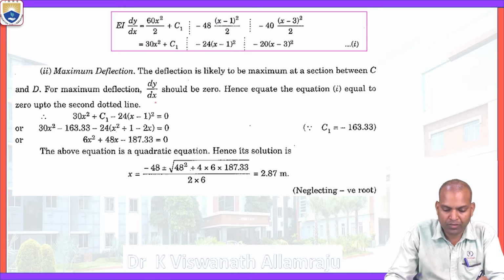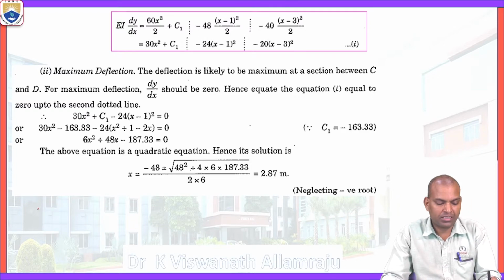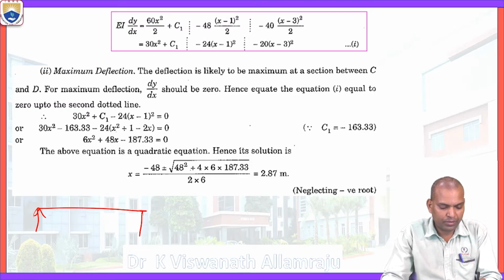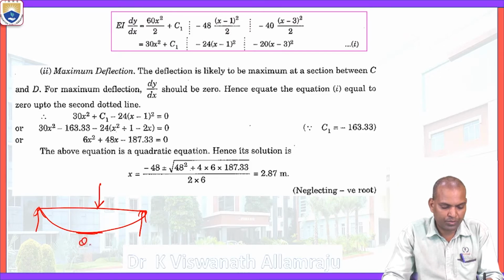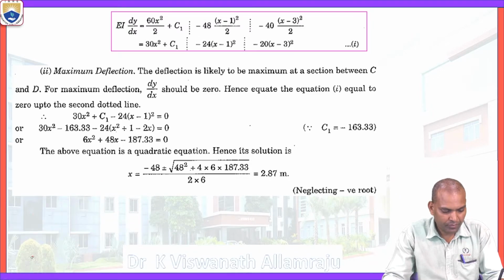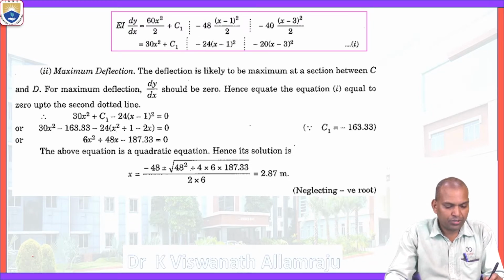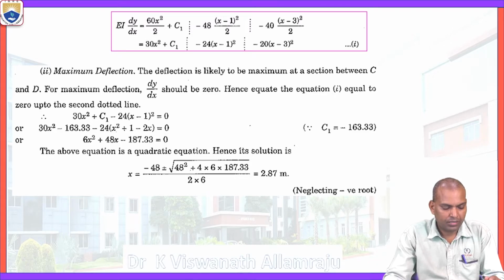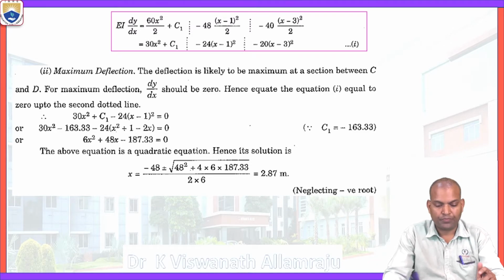So what is the slope? It is equal to 0 wherever the maximum deflection occurs. Suppose the maximum deflection occurred at the point load. Here what is the slope? 0. But here y is maximum. So under maximum deflection, the slope is 0.